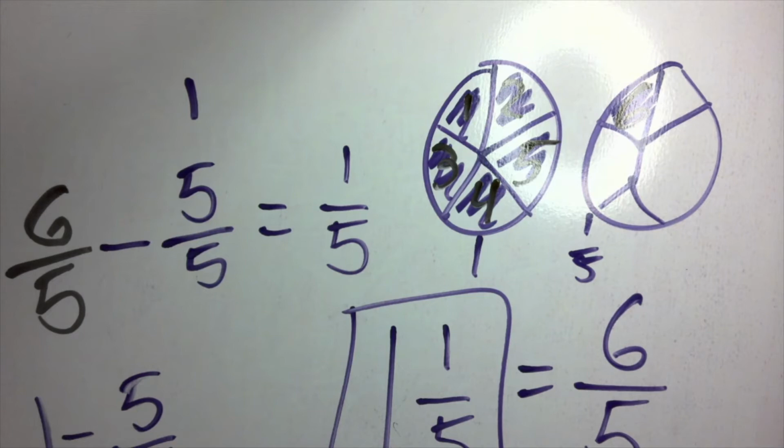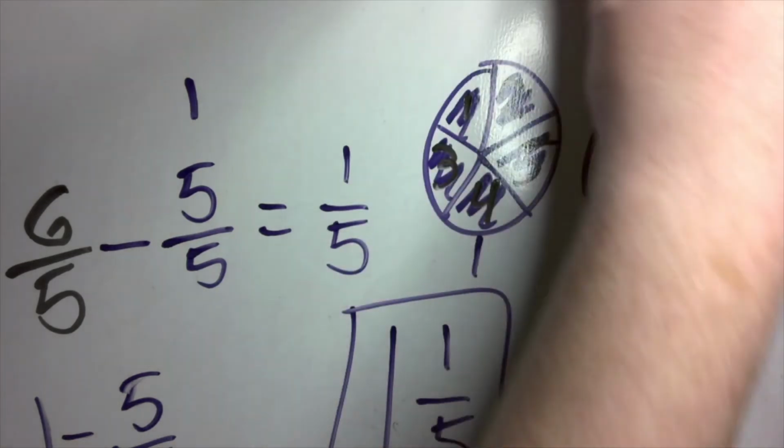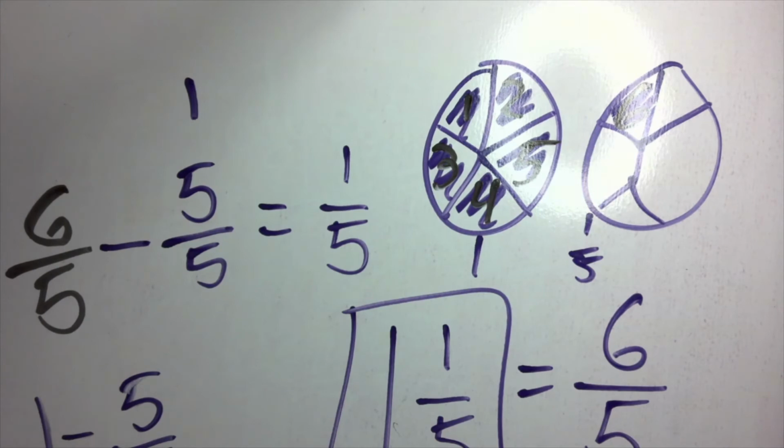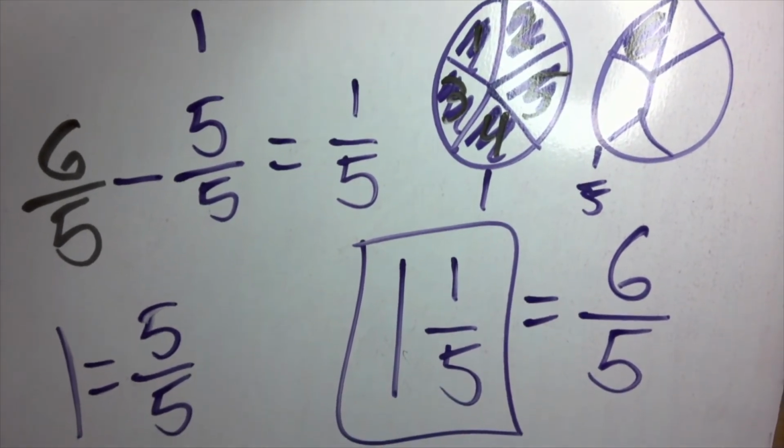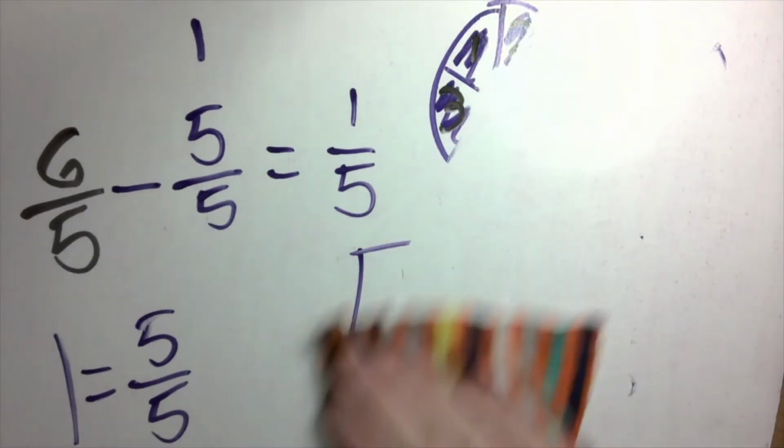We checked it, we double checked it, and we know that 6/5 is equal to 1 and 1/5, and that is our mixed number. So let's go ahead and do 2 more, because we got a couple more little challenges here. But once we do these last 2, I think you'll have the hang of it.